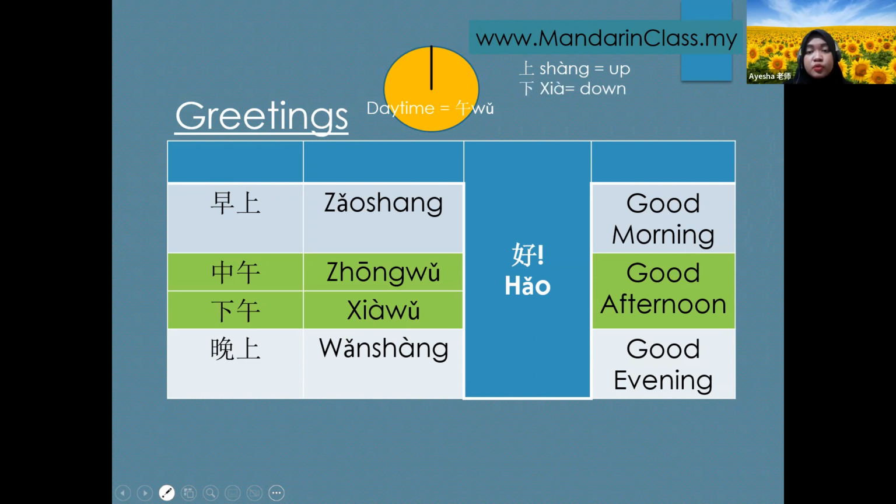So what they do to segregate morning and afternoon, again, wu is a term for daytime, right? So what they do to segregate the morning and the afternoon is that up refers to morning, down refers to afternoon. Of course, the term up is shang, the term down is xia. So how do they make sure that people know when we talk about morning, we are really referring to morning?